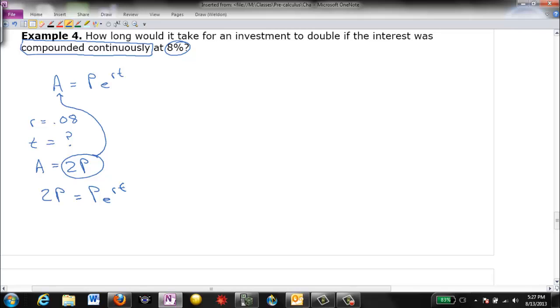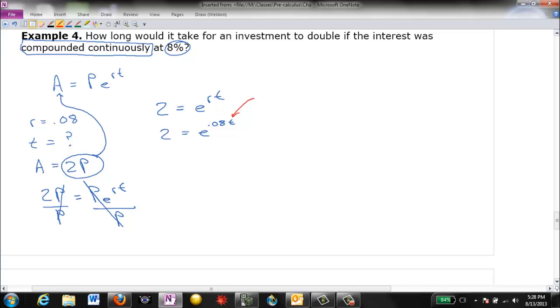Using a little bit of algebra from here, I can divide out a P on both sides. So the P's cancel, and what I'm left with is 2 equals e to the rt. Now I'm at a point where I can start plugging in the information that I have. So we have 2 equals e, r is 0.08, and t is the variable that we're solving for. This is why we've been studying how to solve these types of equations, because before, when we were dealing with compound interest, we didn't know how to pull the variable t out of the exponent. There was no way that we knew how to solve that yet, but now we do.